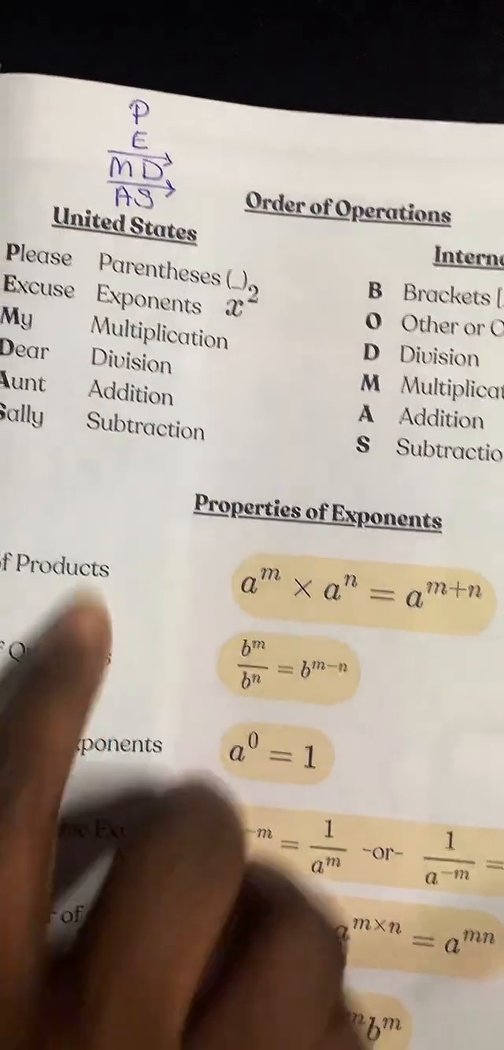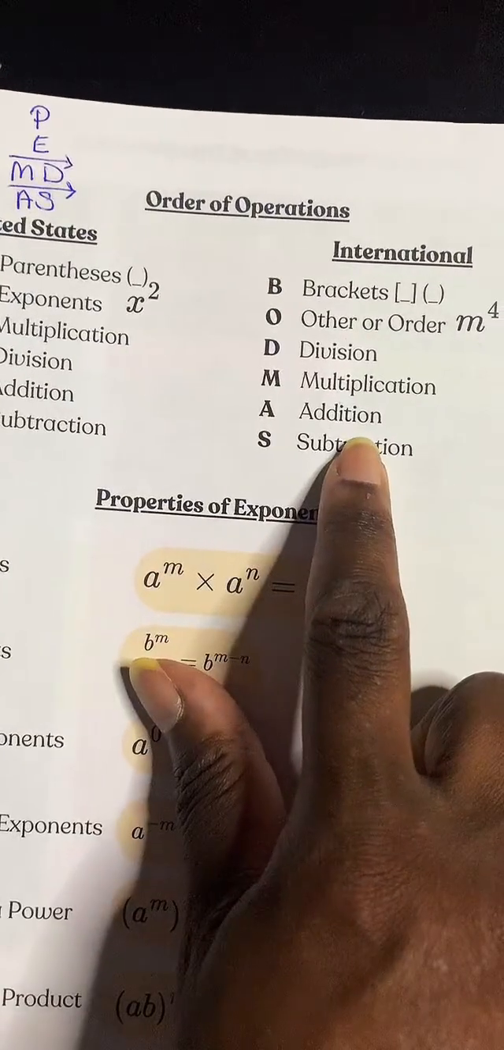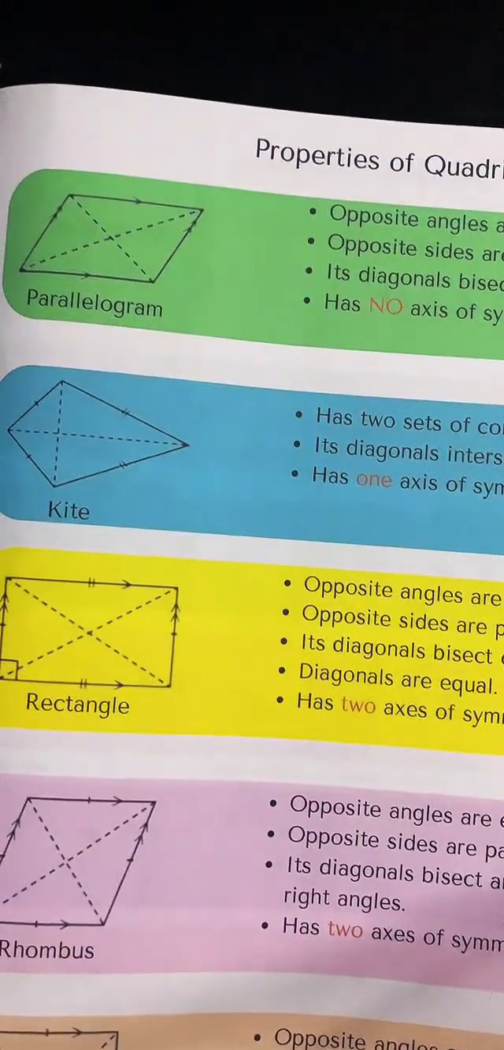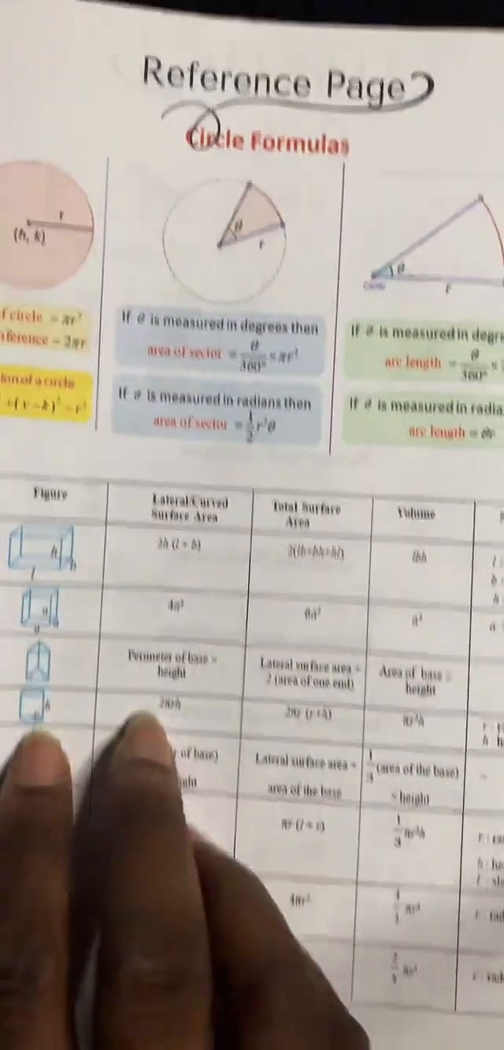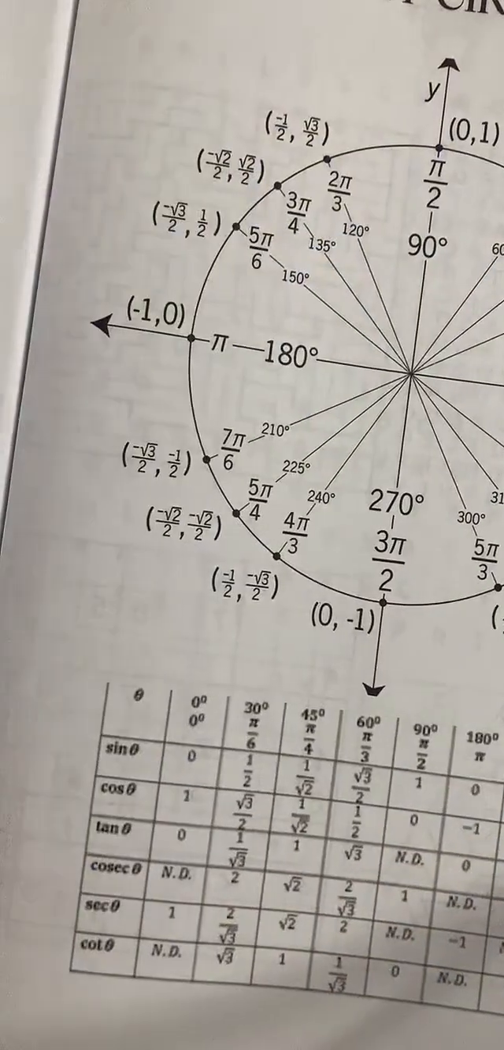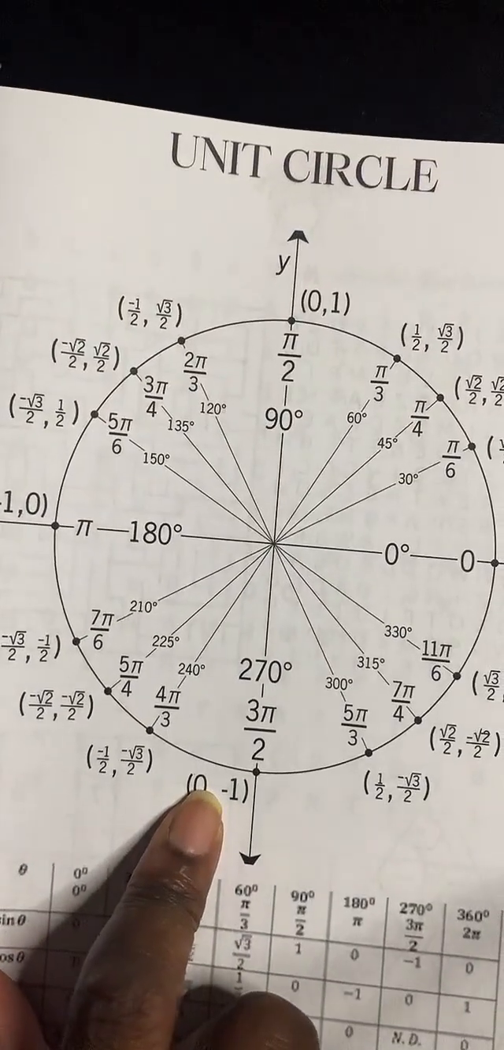We also have our orders of operation in the US as well as international. And then the properties of exponents, which we worked on not too long ago. The properties of quadrilaterals. We're looking at volume and surface area. Also area and perimeter and circumference for the circle. And our fun time unit circle.